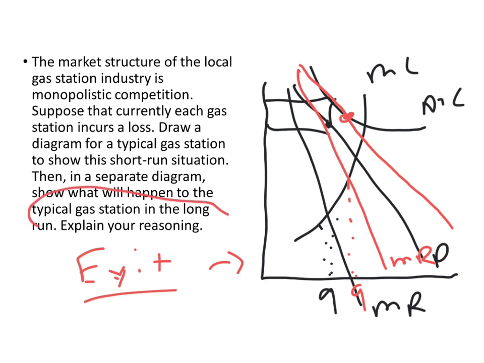What happens in the long run? We're going to have a firm that's breaking even because we had an increase in demand. When the demand curve shifts, so does the MR curve, so our quantity has increased and our price has also changed as a result of that shift.